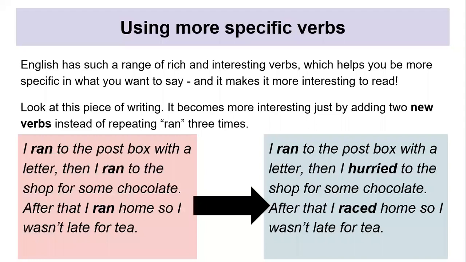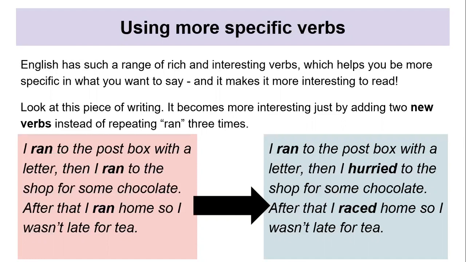Let's have a look now at using specific verbs. So we talked about earlier how verbs are doing words or action words. And by changing the verbs that we use, we can add much more detail to a text. We've got an example in the pink box here. I ran to the post box with a letter, then I ran to the shop for some chocolate. After that, I ran home so I wasn't late for tea.